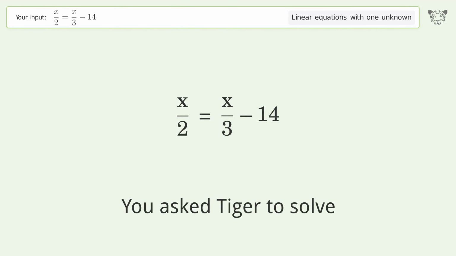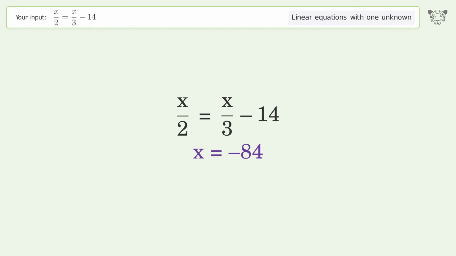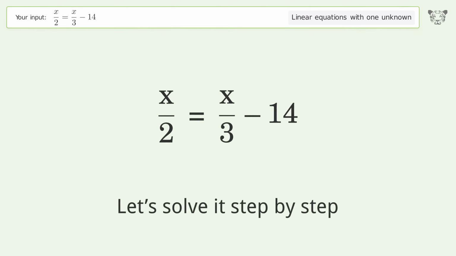You ask Tiger to solve. This deals with linear equations with one unknown. The final result is x equals -84. Let's solve it step by step.